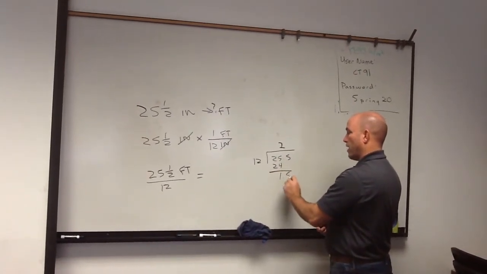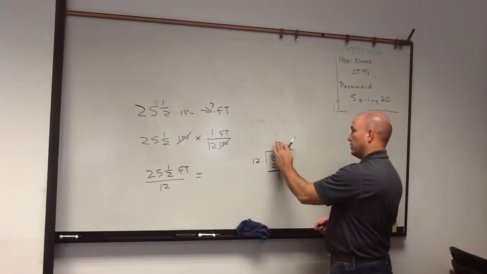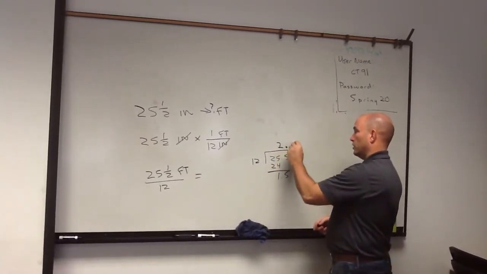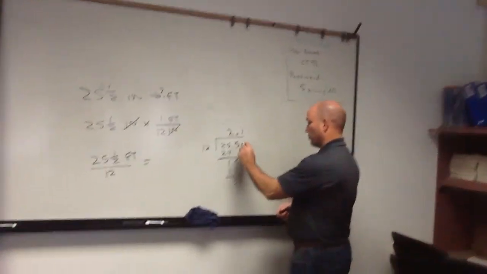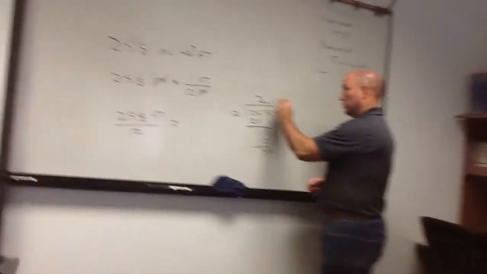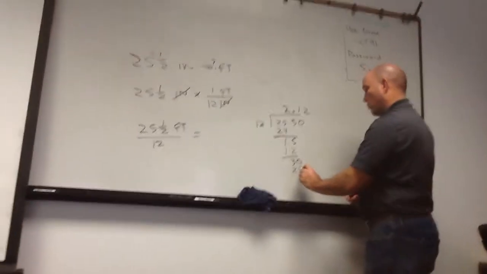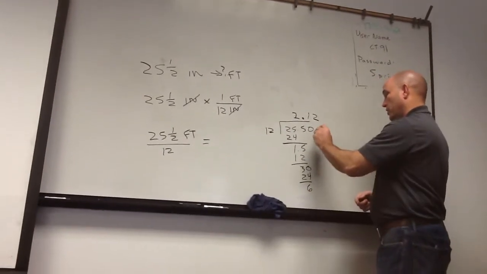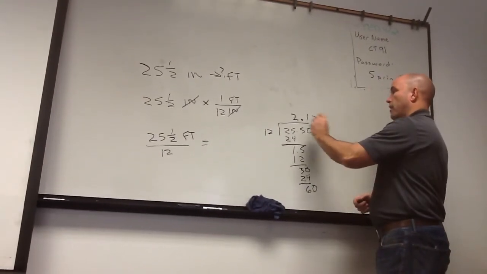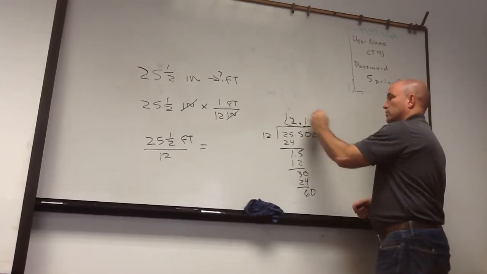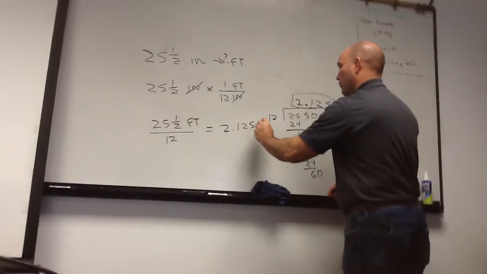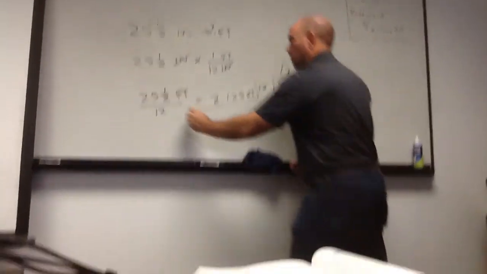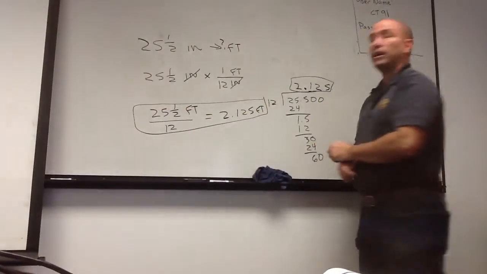And we have 1.5. And then 1 goes there, and then we have 12, and then we have 3, throw a 0, 24, thank goodness, 5. So, 2.125 feet is what we would do, okay?